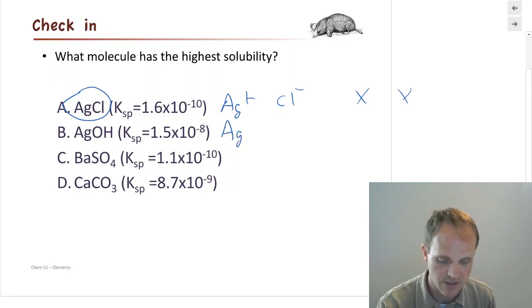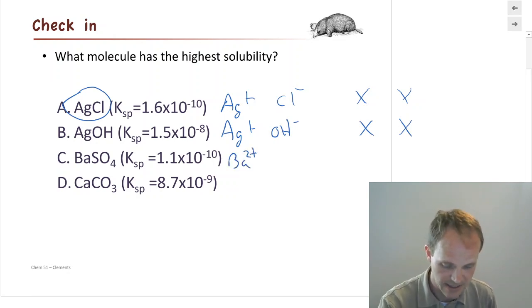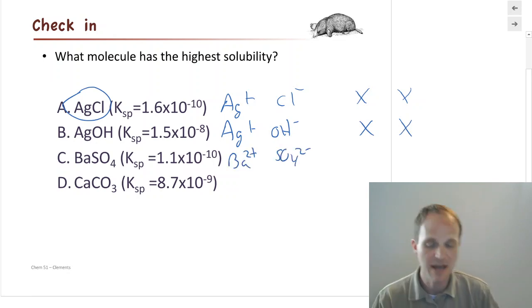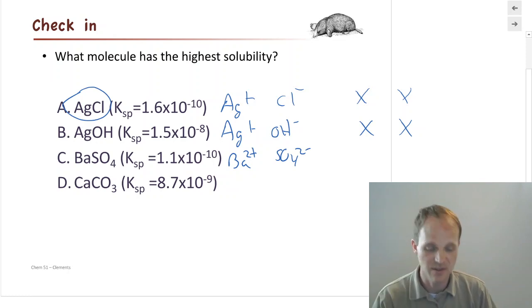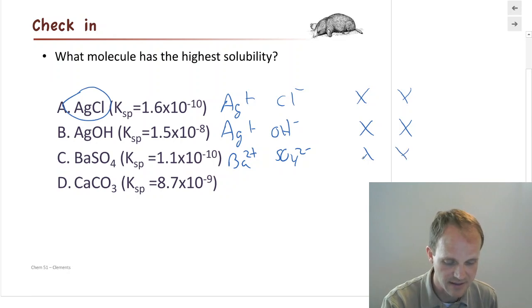AgOH, Ag plus and OH minus, that's going to look like X and X. BaSO4, Ba2 plus and SO4 2 minus. It doesn't matter about those charges. The charges don't matter. It's breaking apart into 1 and 1, and so we get X and X. CaCO3 is going to break apart into Ca and CO3, and it's going to be X and X.